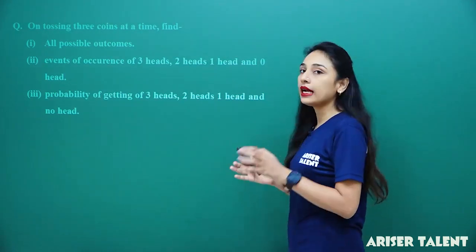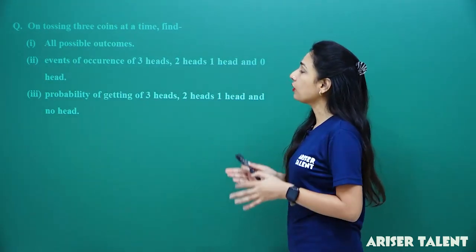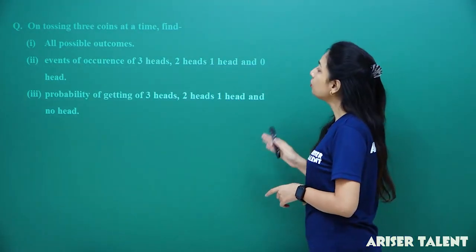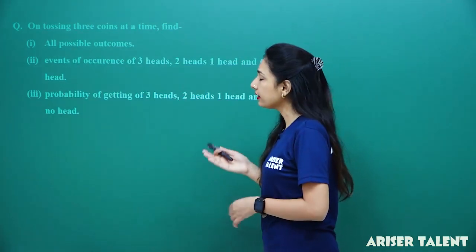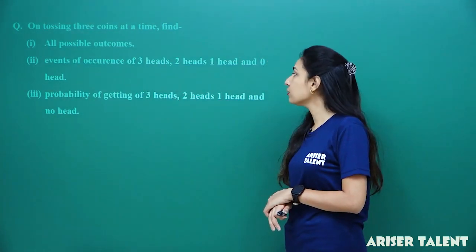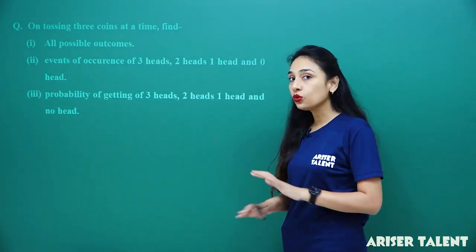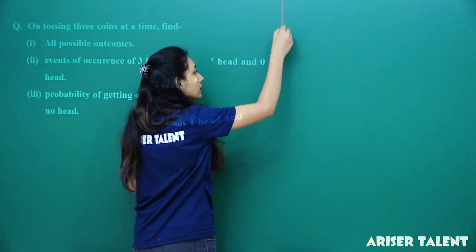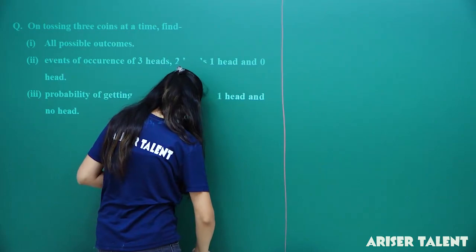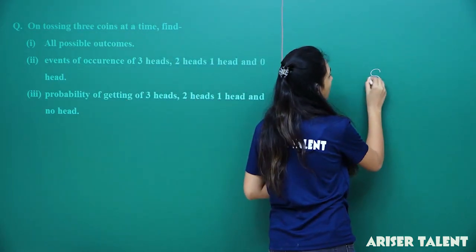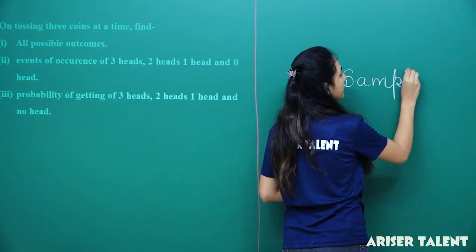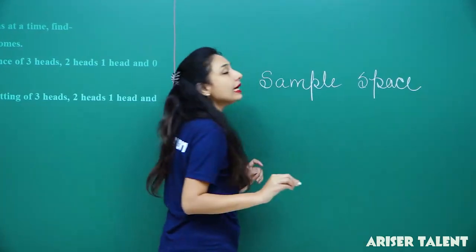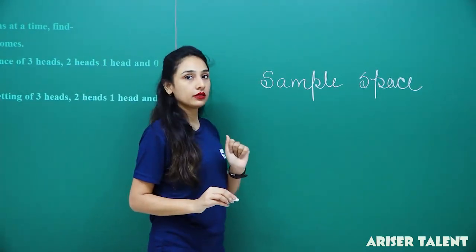On tossing 3 coins at a time, first, find all possible outcomes. Second, events of occurrence of 3 heads, 2 heads, 1 head and 0 head, and third, probability of getting 3 heads, 2 heads, 1 head and no head at all. Before going through this question, students, I have to make you understand today's word we will learn: sample space. Now, what is this sample space?